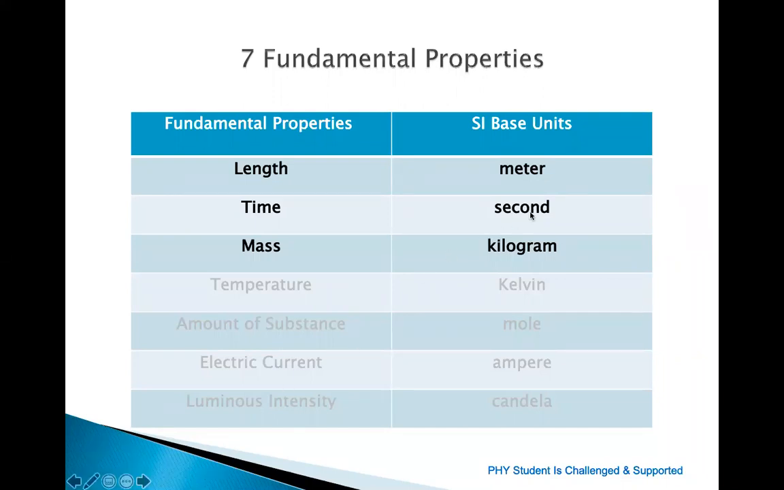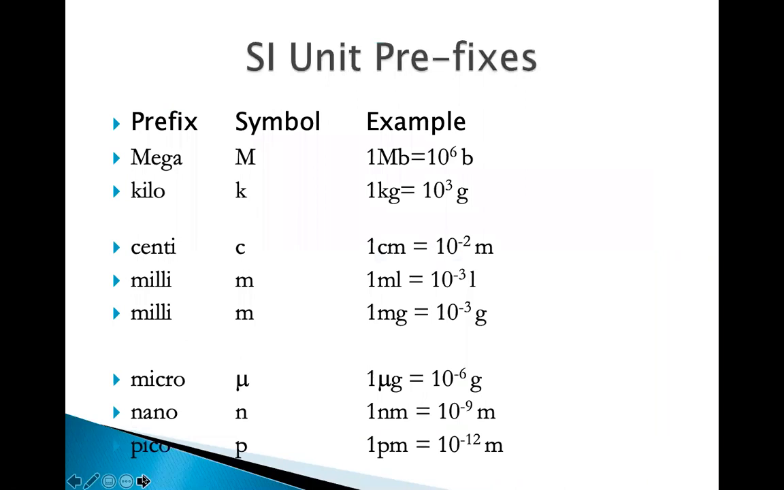So for time it is the second, for mass it's not gram, it's kilogram, and for length it is meter. So these are the SI base units for measuring the fundamental properties. Can we use other units to measure the fundamental properties? Yes. These properties can be measured with prefixes. So for example, kilogram can be used to measure mass. Milliliter can be used to measure volume. And microgram can be used to measure mass. These are different unit prefixes.